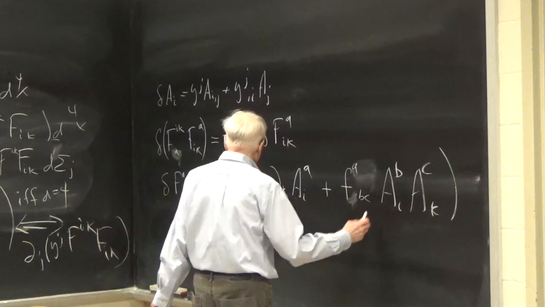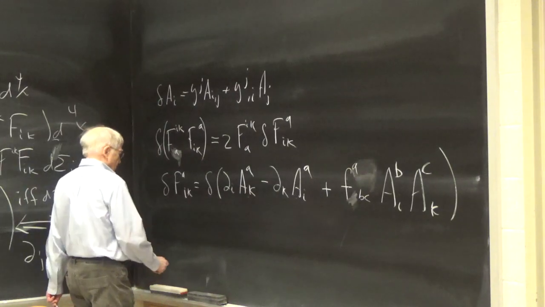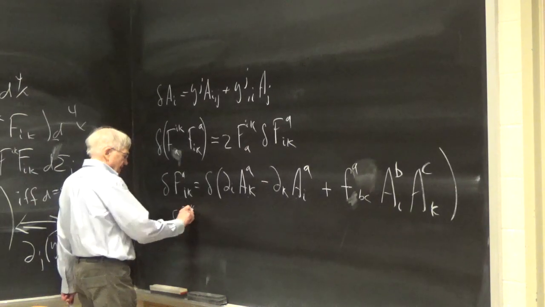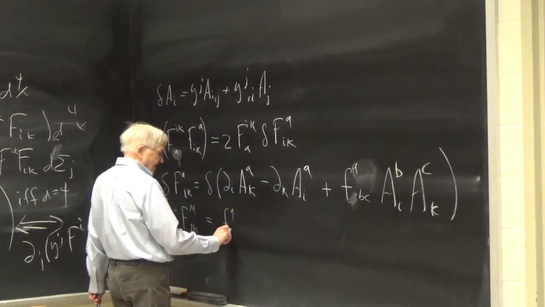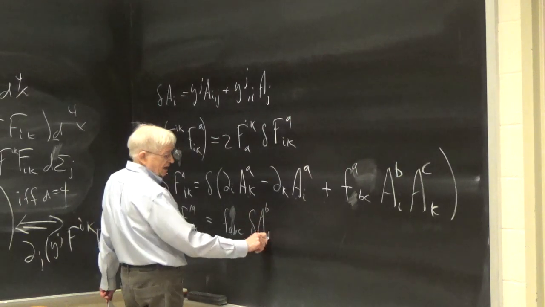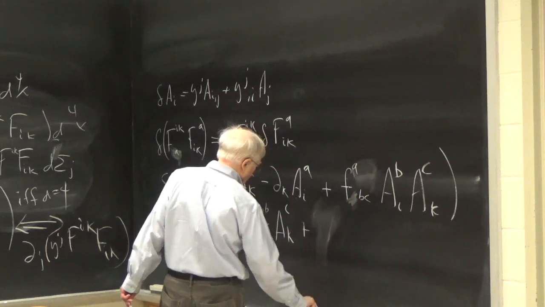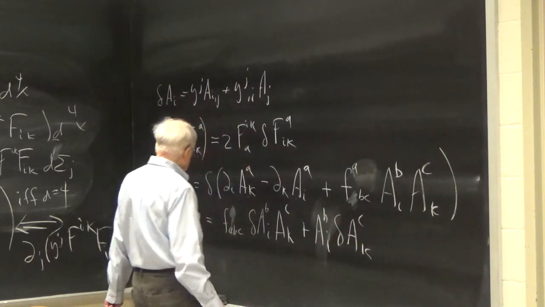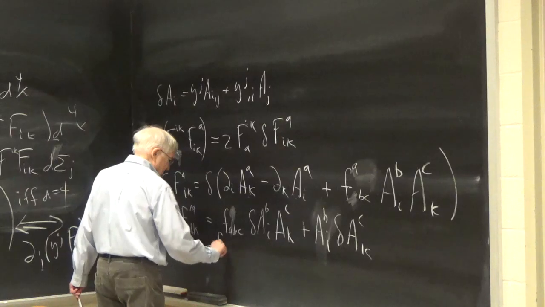So the question is, what's the change in this? I'll just write the change in the extra piece, delta F prime^a_ik, as f_abc, the change in A^b_i times A^c_k, plus A^b_i times the change in A^c_k. And so this is going to be f_abc.